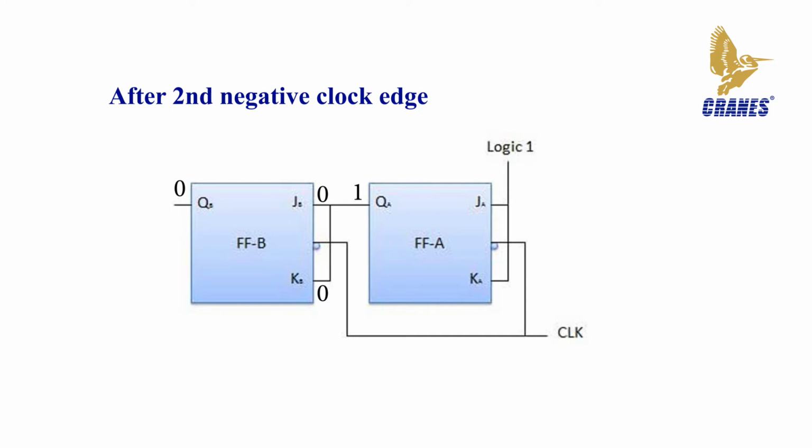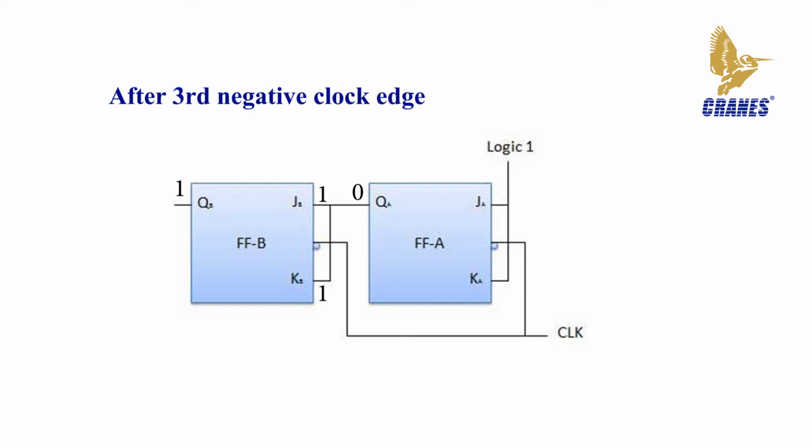Let's look at the second negative clock edge. On the arrival of the second negative clock edge, flip-flop A toggles again and QA changes from 1 to 0. But at this instant, QA was 1. So, JB will be equal to KB, which is equal to 1, and flip-flop B will toggle. Hence, QB changes from 0 to 1. QB QA is equal to 10 after the second clock pulse.